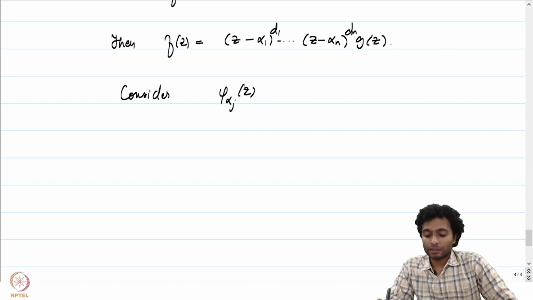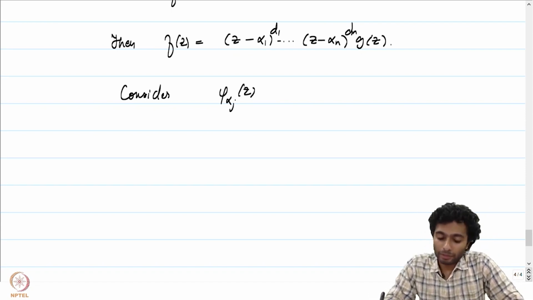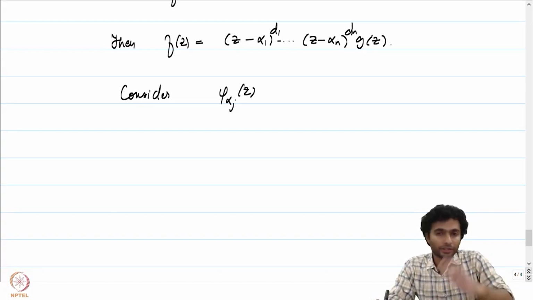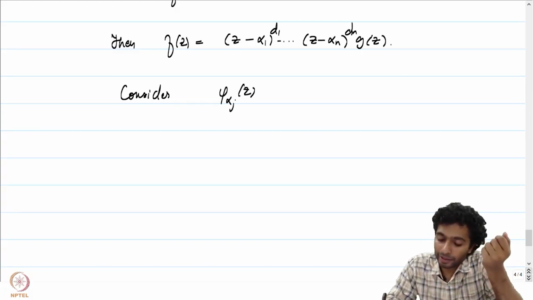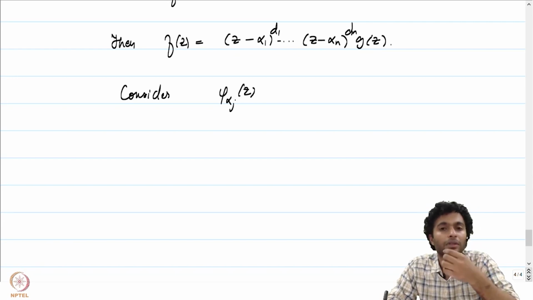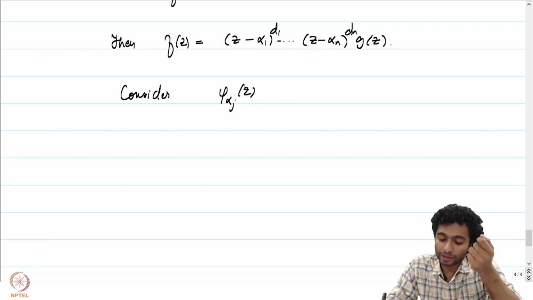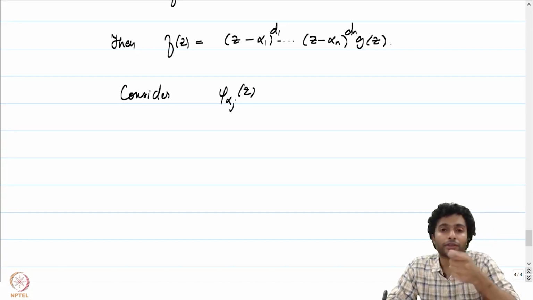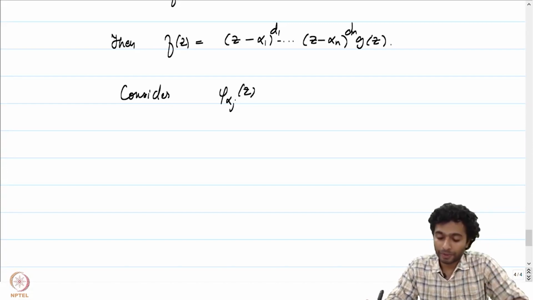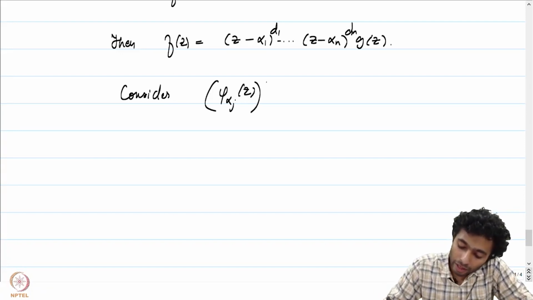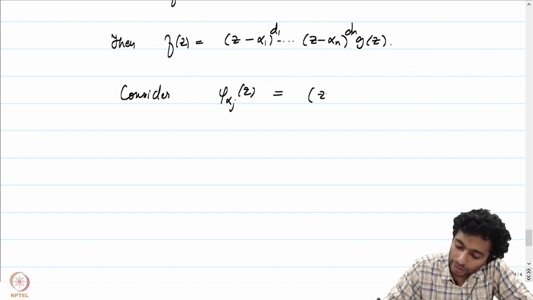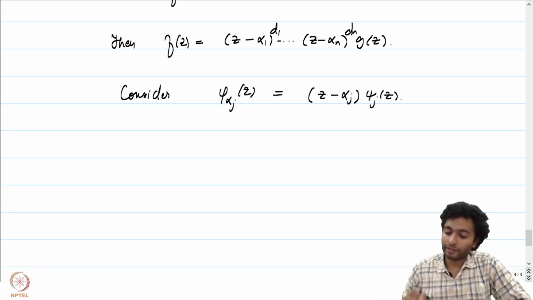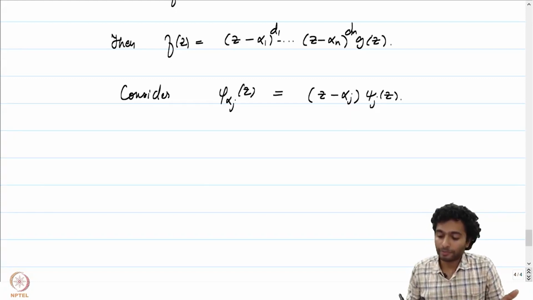Phi alpha j of z has a 0 at the point alpha j, but being an automorphism, you can sit down and check that phi alpha j prime at the point alpha j is not 0. The function phi alpha prime is not going to vanish in the unit disk, and therefore alpha j is going to be a 0 of multiplicity 1, and therefore if you consider phi alpha j to the power dj, so let us come to that in a minute. This is going to be equal to z minus alpha j times psi j of z, where psi j does not vanish on the unit disk.